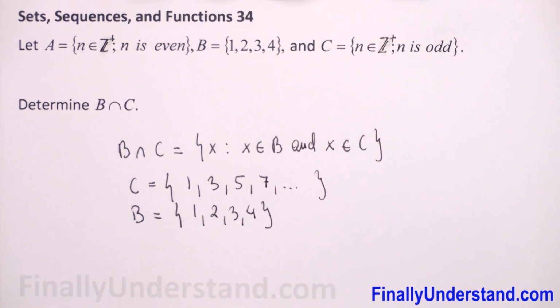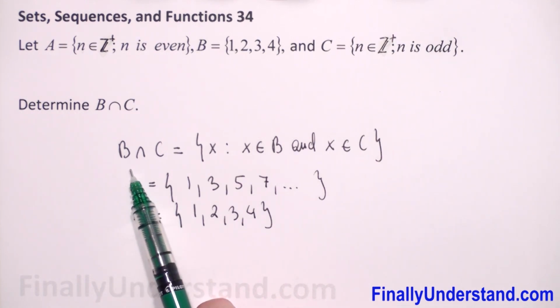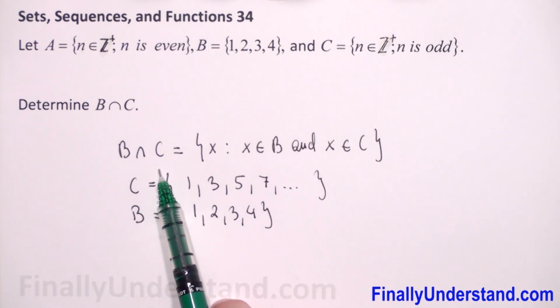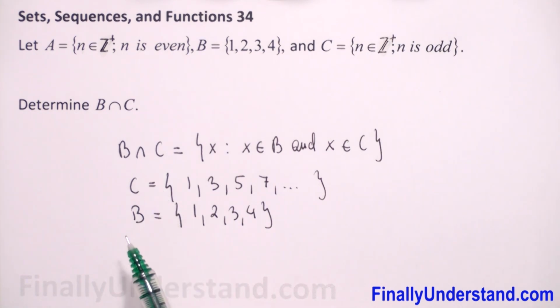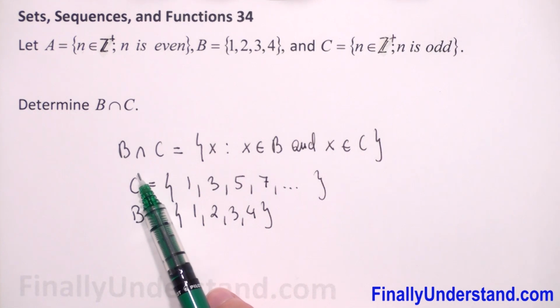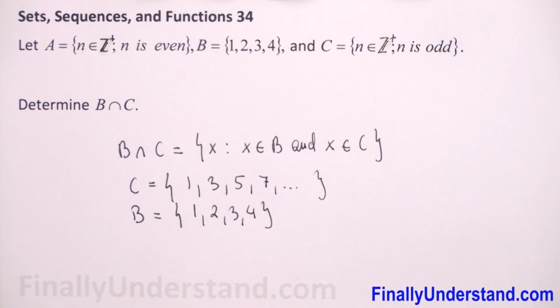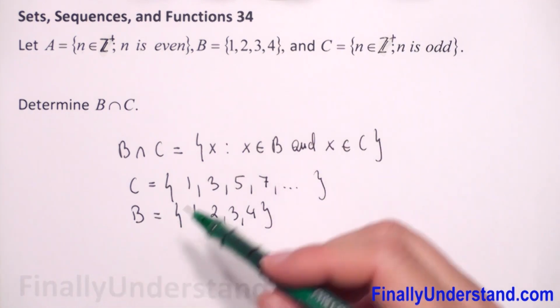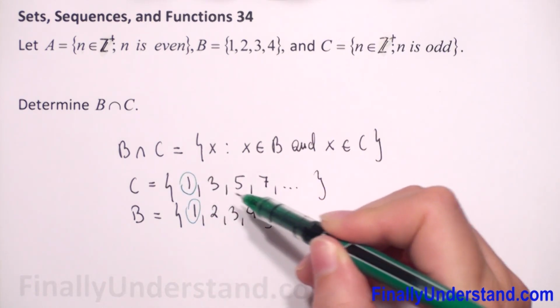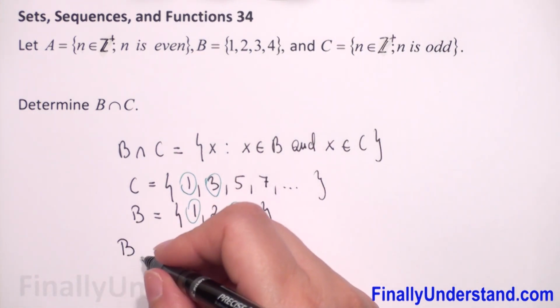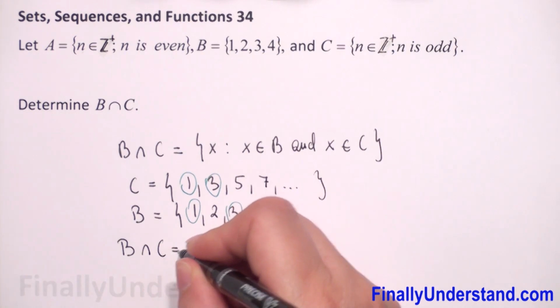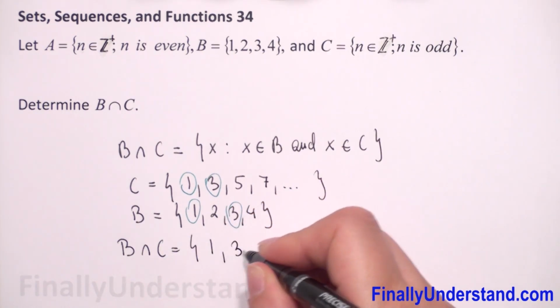And when we have to find the intersection of B and C, it means we have to find all elements which belong to sets B and C. So we have to copy these elements which repeat in C and B. We have 1 and 1, 3 and 3. So we have that intersection of sets B and C is 1 and 3.